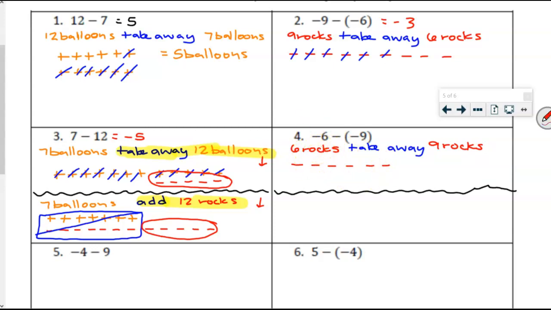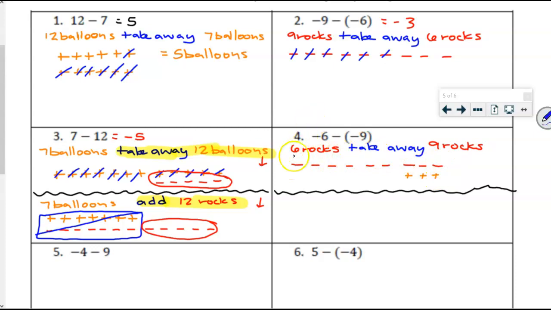So what do I have to do? 0 pairs. So here's not just an extra rock, here's a balloon to go with it. And there's a balloon with the rock. So again, I'm not just drawing rocks, I'm drawing 0 pairs. Do I have enough that I could take 9 rocks away now? No, but I'm getting closer. There's another 0 pair. Do I have 9 rocks to take away now?